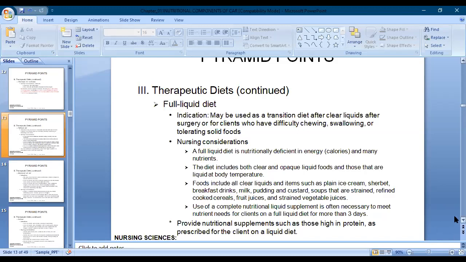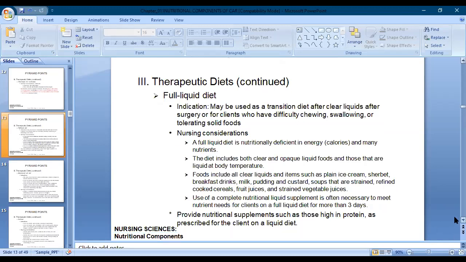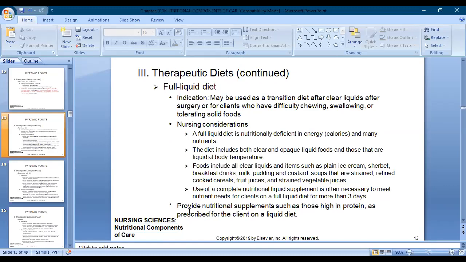And also, we have to know to provide nutritional supplements, such as those high in protein, as prescribed for the client on the liquid diet.